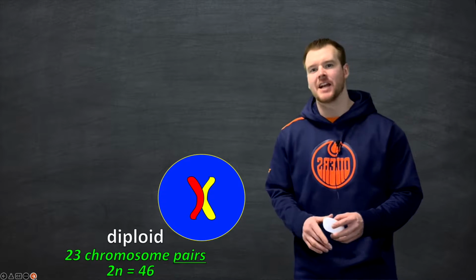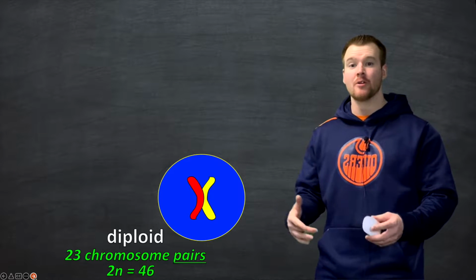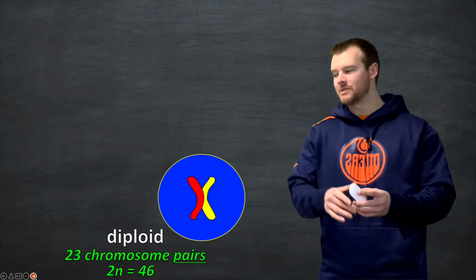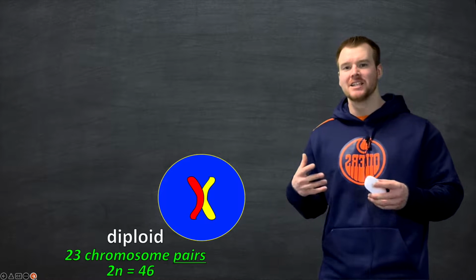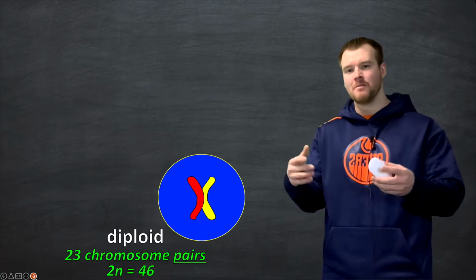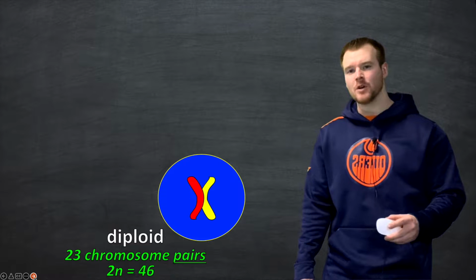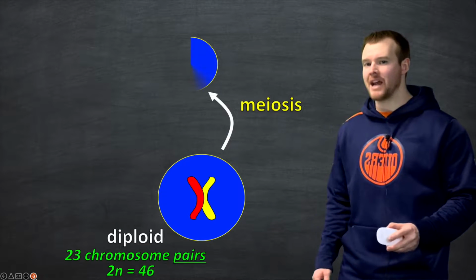For the next part of the cycle, we're going to look at how this cell is going to get ready for sexual reproduction, which means it doesn't have to just make copies of itself, it has to make half copies to mix with someone else's half copies to make an offspring. Okay, so this is going to go through the process of meiosis.